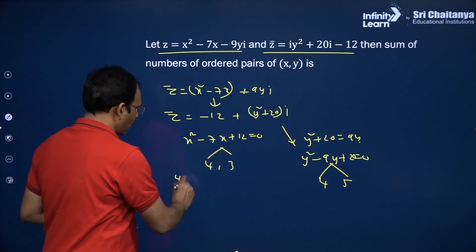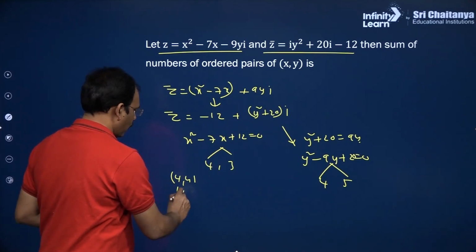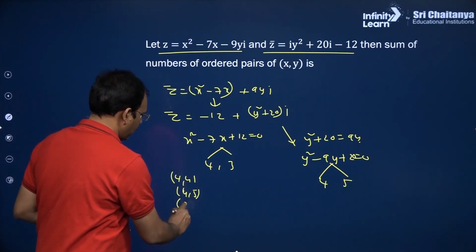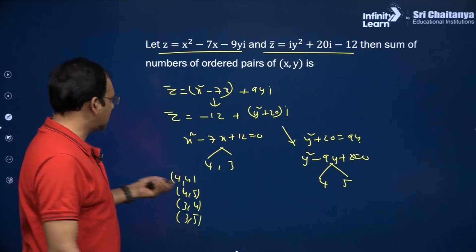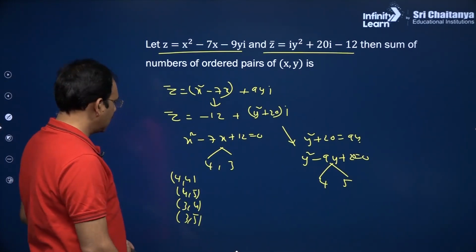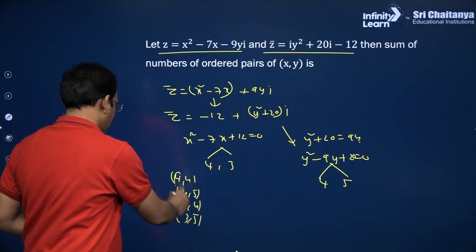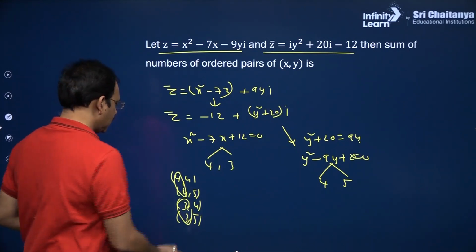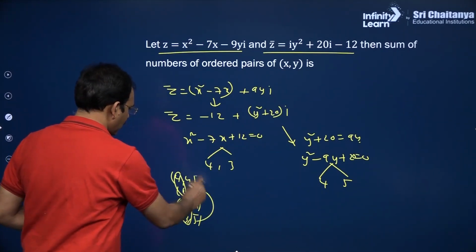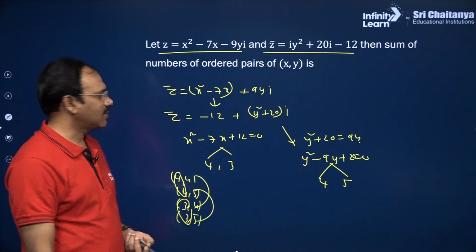You see, 4, 4, 4, 5, 3, 4, 3, 5, that is all. He is asking for the sum, that is it. Sum of all these you can get, my dear friends, 8 plus 6, which is going to be 14, 24 plus 8, 32. 32 is the answer.